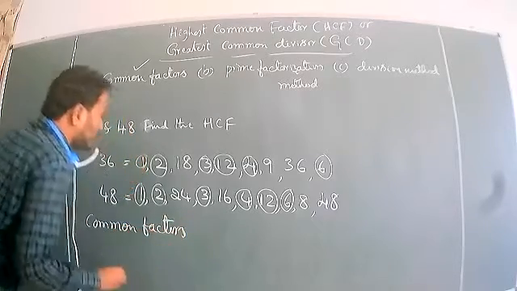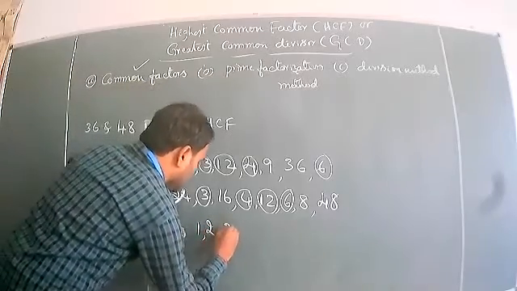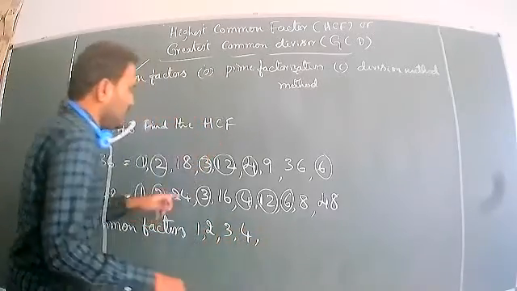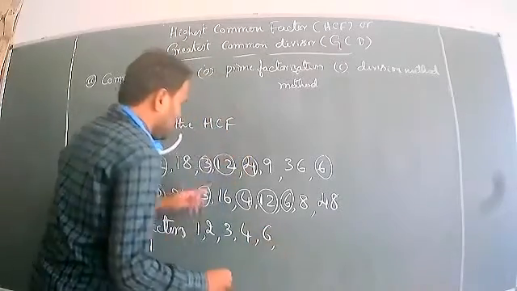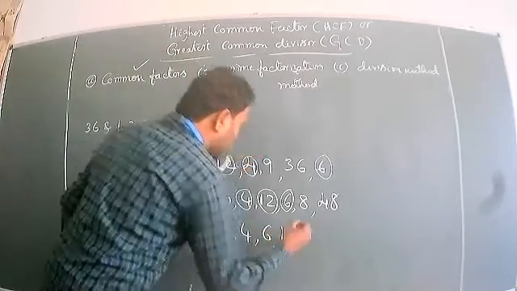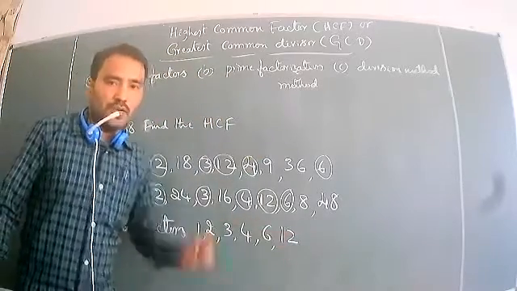Common factors. Let me take 1, 2. Next one 3, 4. Next one 4, 6. Next one 12. Is it right? 1, 2, 3, 4, 6 and 12.